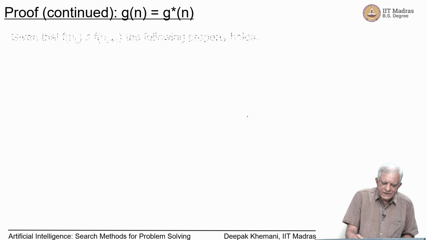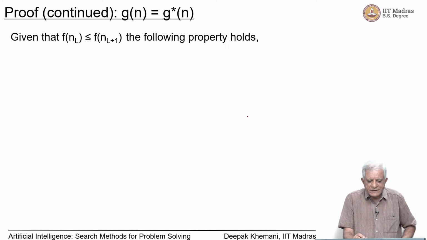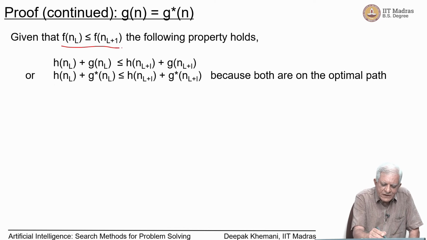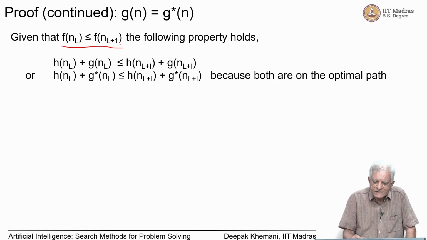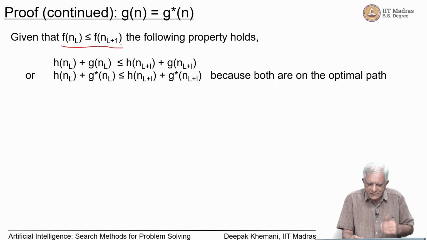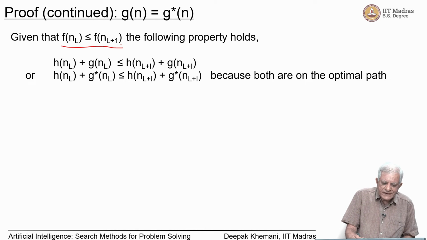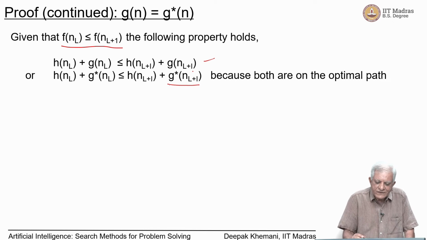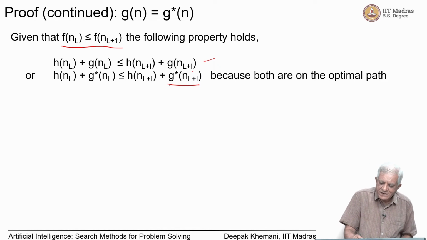So, we continue with the proof. Given that we have already shown that the f values are increasing on the optimal paths to the goal, we can re-expand these into h and g values. So, here we have re-expanded them, and here we have replaced g of n_(L+1) by g star, because we have said that these are on the optimal path. So, its g values must be optimal.